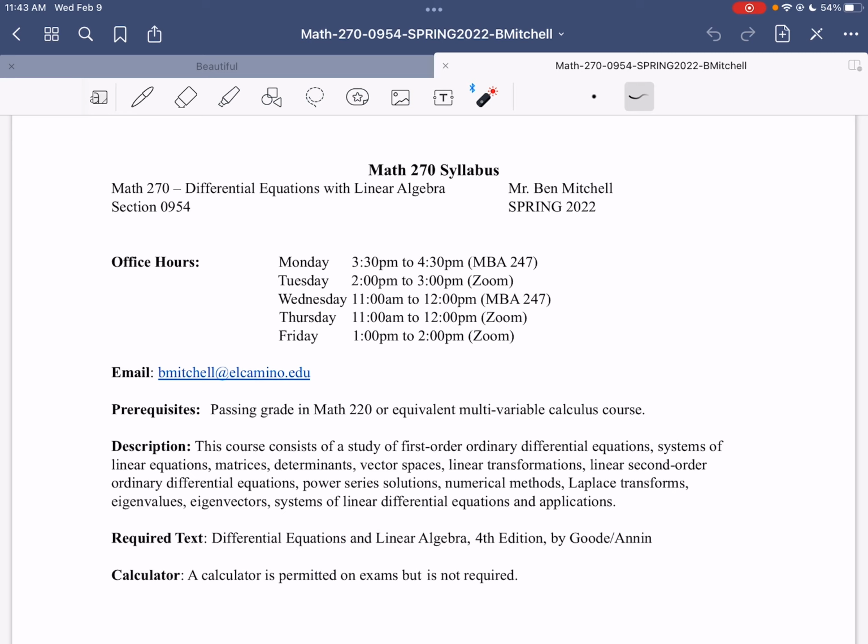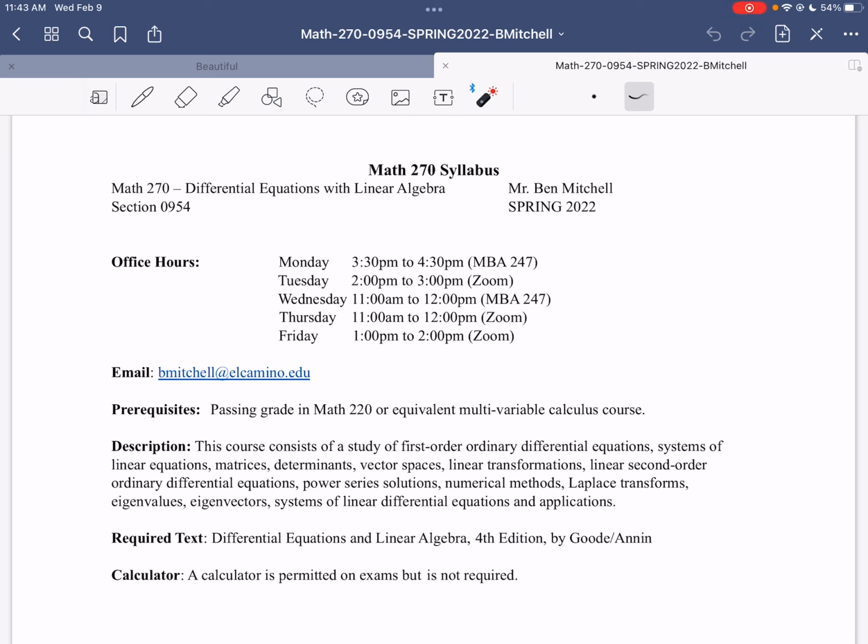For the online office hours, they are held via Zoom. You will receive a link to the Zoom office hours each morning of those office hours, reminding you that those office hours are coming up and also giving you the link that you'll need to access them.